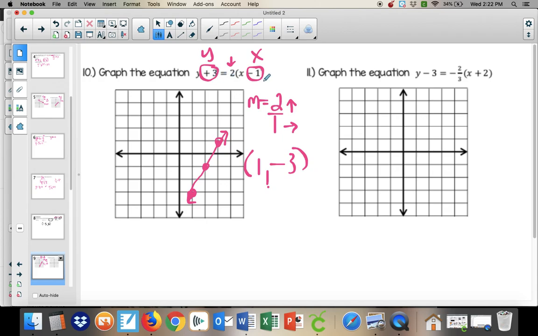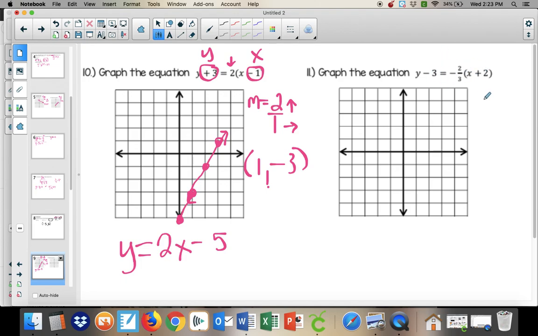Now, if you feel more comfortable with distributing this out, you would get it down to y equals 2x and then minus 5. So watch what I do. Up 2, right 1. You can start at your y-intercept -5 and go that way also. I do want you to get comfortable with pulling out the information, but if on the test you get stuck, distribute and get it to that slope-intercept form and go from there.